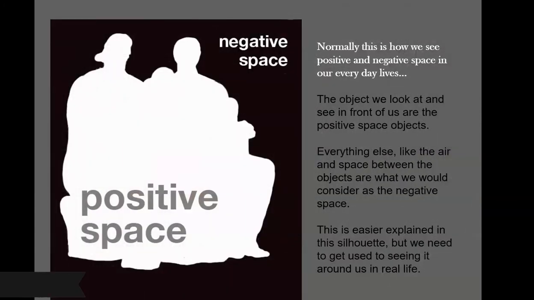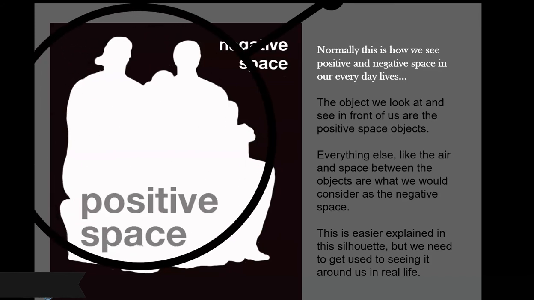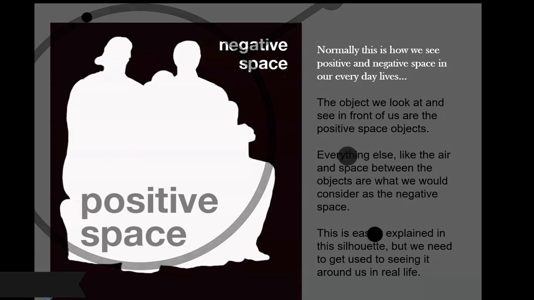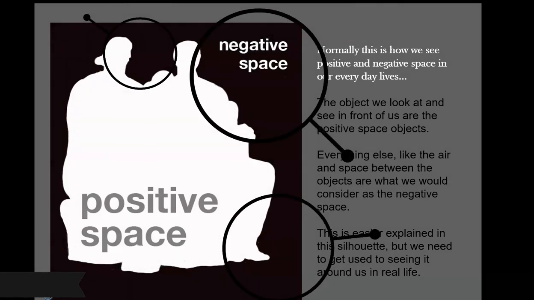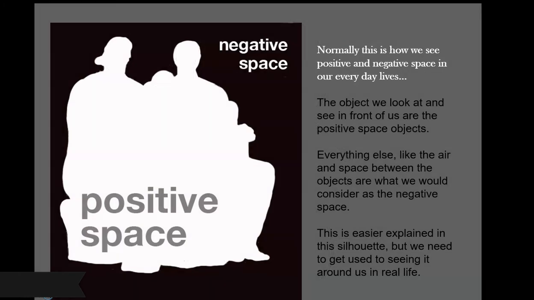In art, when describing a shape and form, we often use the words positive and negative space. Normally, this is how we see positive and negative space in our everyday lives. The object we look at and see in front of us are the positive space objects. Everything else, like the air and space between the objects, are what we would consider as the negative space.